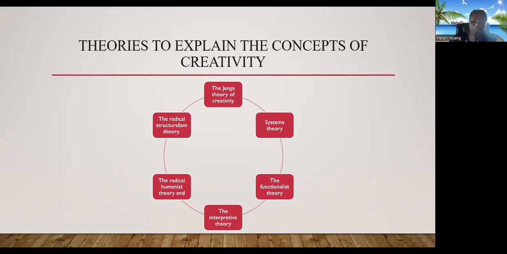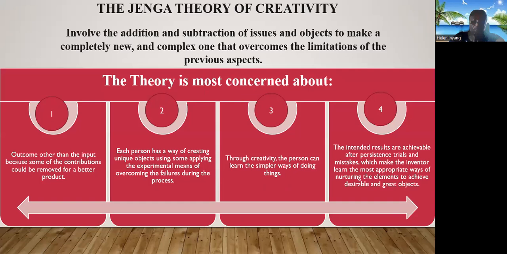The Jungian theory suggests that creativity and innovation involve the addition and subtraction of issues and objects to make completely new and complex ones that overcome the limitations of the previous aspects. Besides that, the subtraction. So the Jungian theory is most concerned about the outcome rather than the input, because some of the contributions could be removed for a better product.